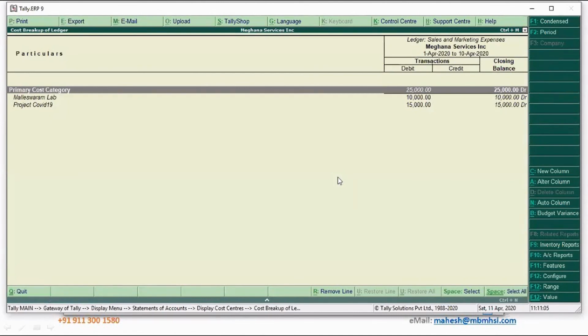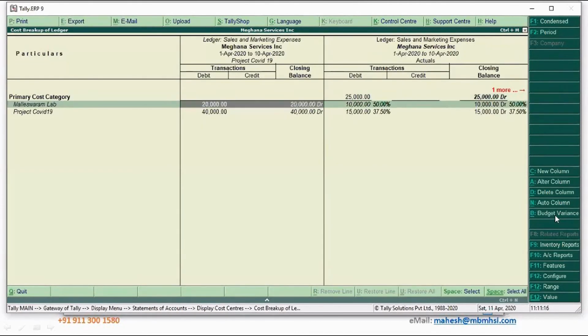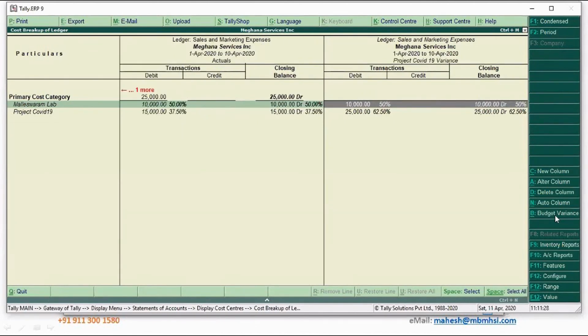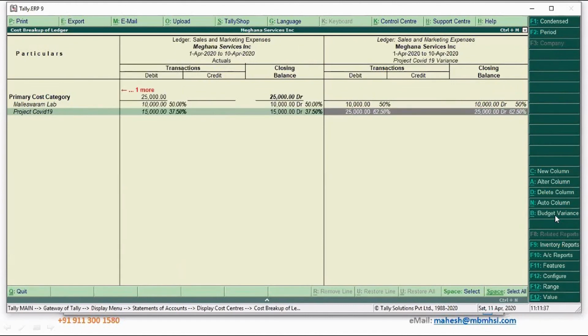This is my actual. I have spent 10,000 and 15,000. But I had given some specific budgets. So I could just click on budget variance over here and look at it against the COVID budget. It is saying my budget for Malleshwaram lab is 20,000, but I have actually spent 10,000 and 10,000 is still remaining. For the COVID project, I have a 40,000 budget for my sales and marketing expense. I spent 15,000 and 25,000 is remaining.